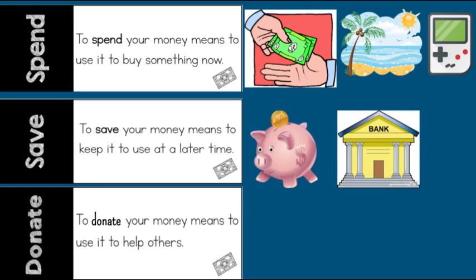So we're going to take a look at the next part called save. To save your money means to keep it to use at a later time. Some kids like to put their saved up money in a piggy bank or into a bank account. When you save your money, you can use it in case there's an emergency somewhere down the future that you might need to get that cash.